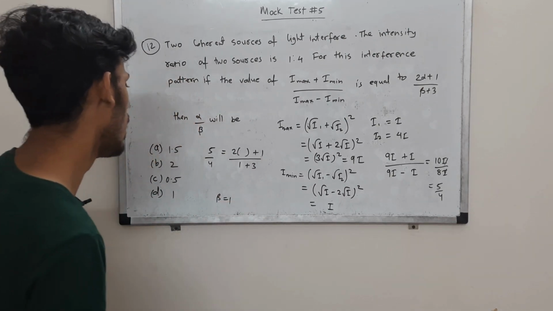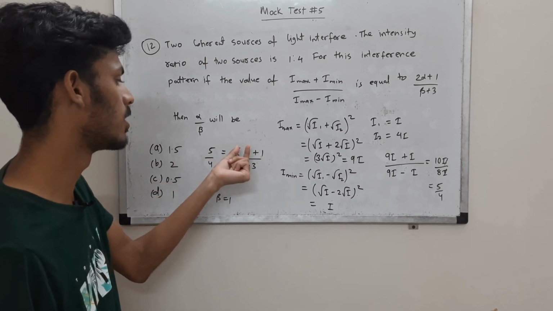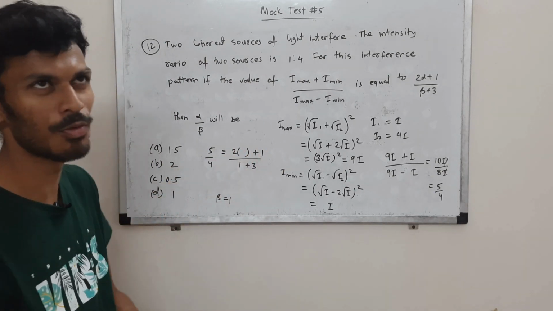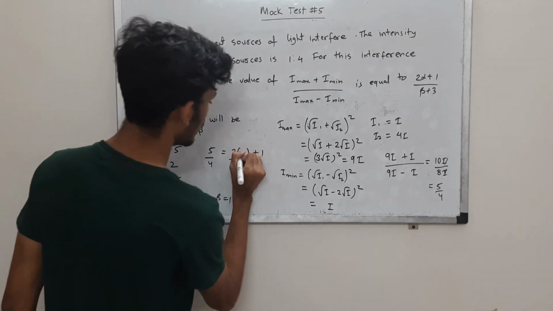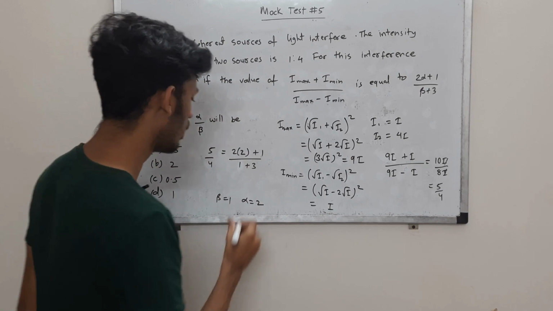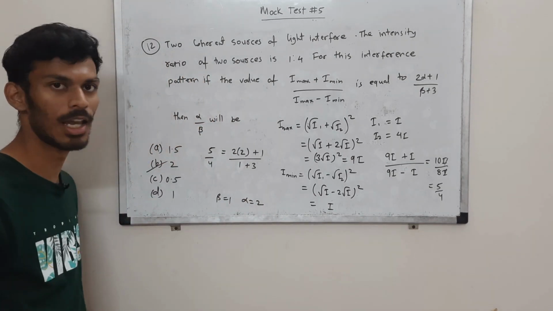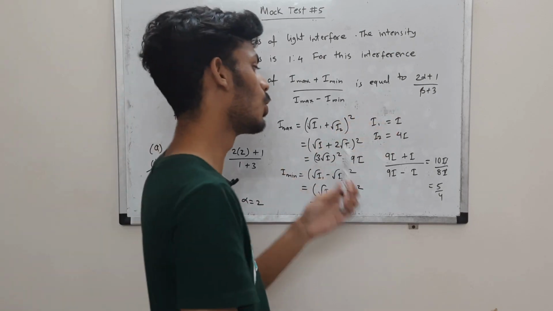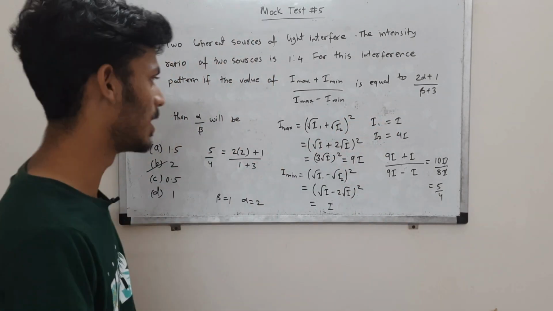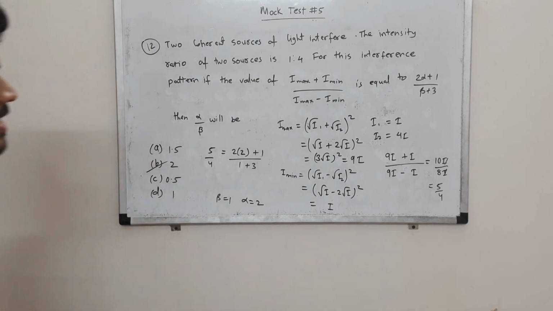And what about alpha? If you see, you have to write 5 this way, 2 times something plus 1. 2 times 2 plus 1 is 5, right? So alpha is 2. So alpha by beta will be 2 by 1, which is 2, okay. So here you are supposed to compare. If you go to solve, you'll make a mess out of it, okay. So that's question 12. Over to the next question.